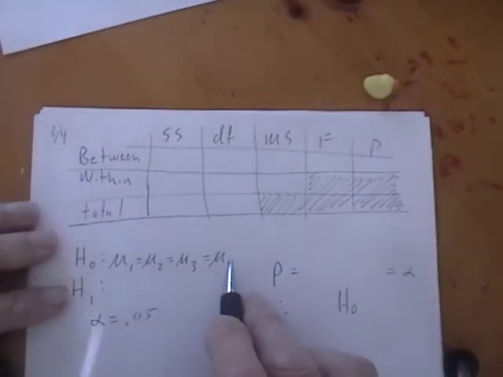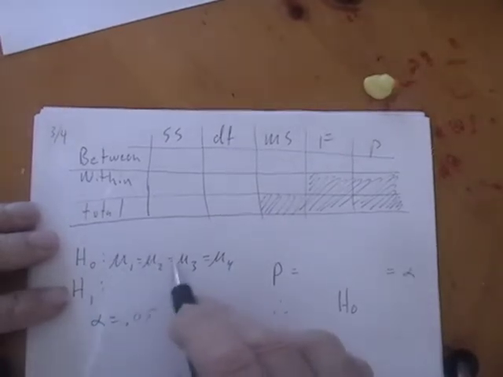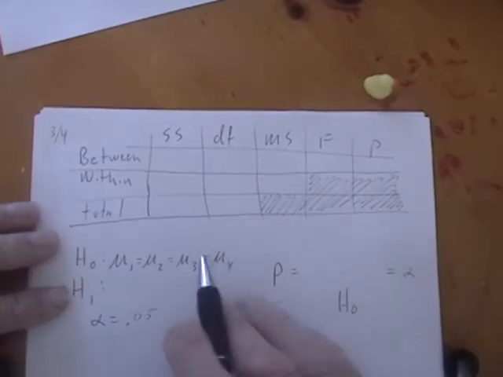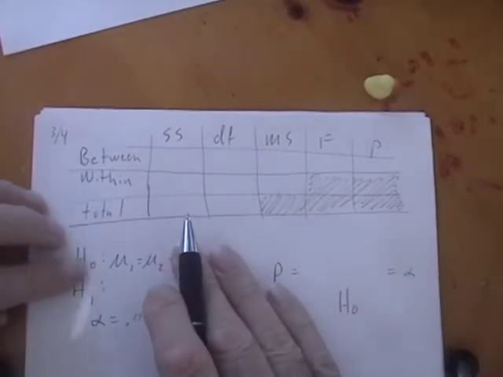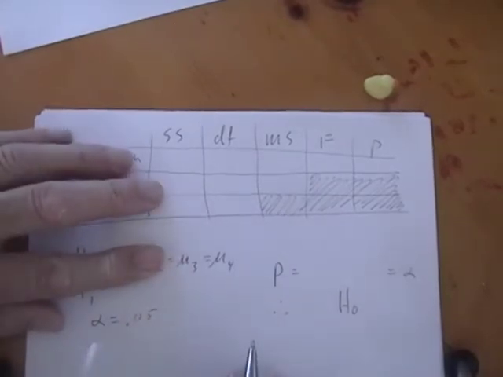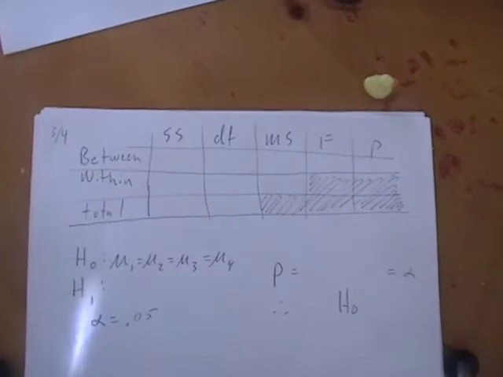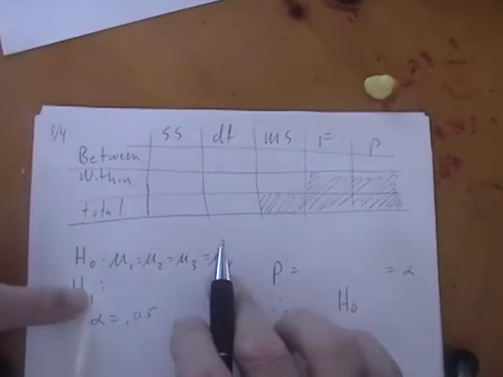The negation of this is not going to be the same thing with a bunch of not equal signs, because it's possible that mean 1 and mean 2 are the same, that mean 3 and mean 4 are the same, but that this group is not the same as that group. It's possible that 1, 2, and 4 are all the same, and it's 3 that's different.